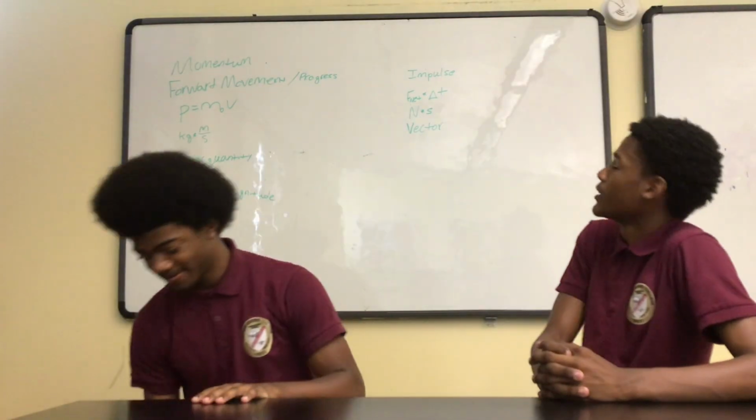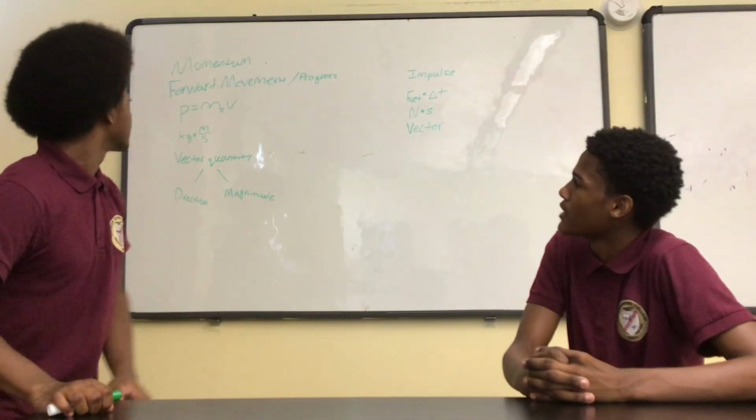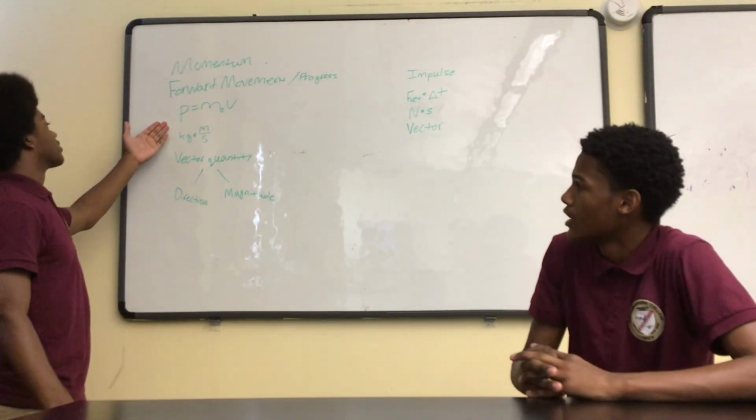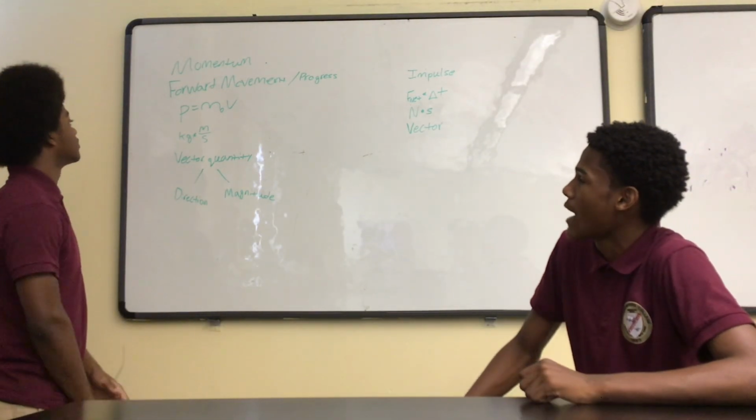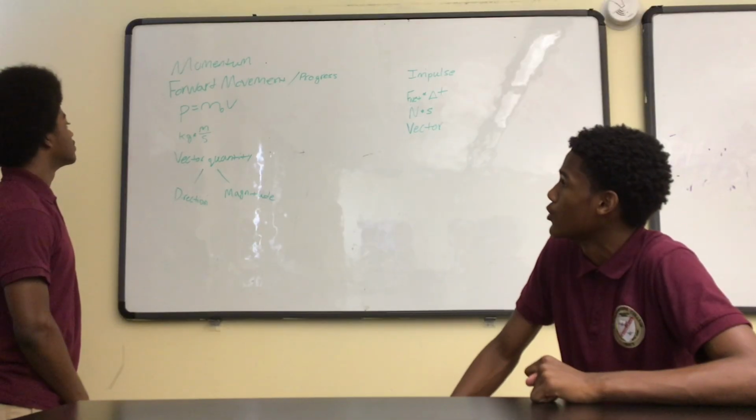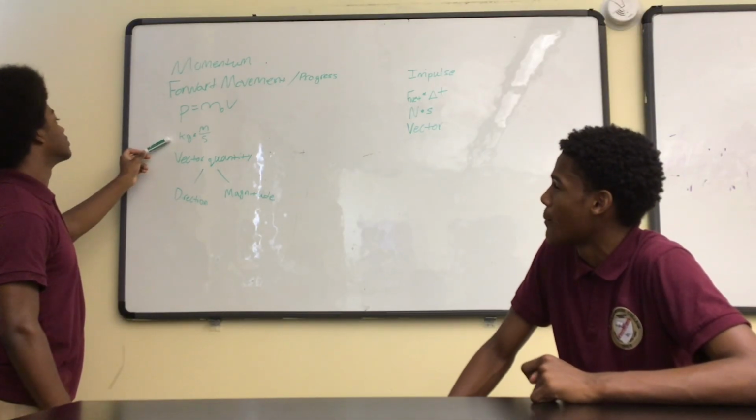Today we'll be teaching you about momentum and impulse. As you see on the board, we have the formula for both. The formula for momentum is P equals mv. This means it's the product of the system's mass times the velocity. The unit for momentum is kg·m/s.